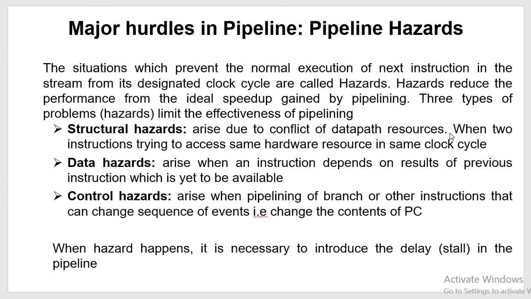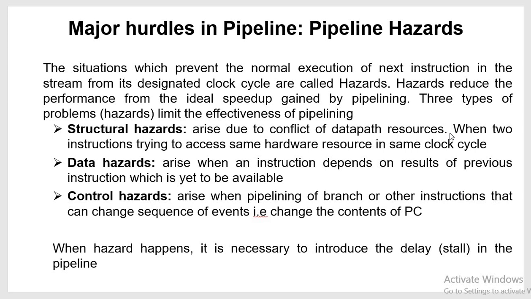Hazards reduce the performance from the ideal speedup. Whatever ideal speedup we want to achieve under ideal circumstances with the pipelining structure, hazards will reduce it. Basically, three types of hazards are there, which can also be called hurdles or problems, and which limit the effectiveness of the pipelining. These three hazards are structural hazard, data hazard, and control hazard. We will discuss each hazard in detail in the coming lectures.